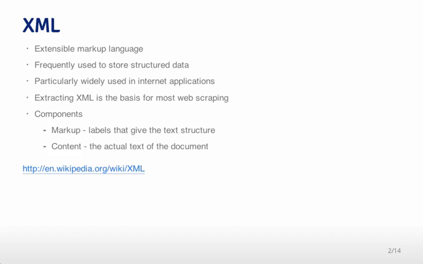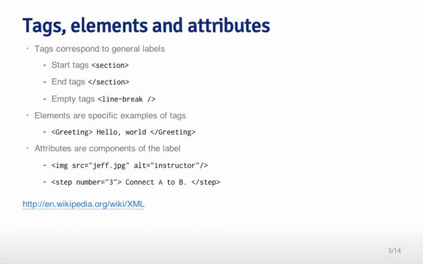There are two components to an XML file. There's the markup, which is the labels that give the text structure. You can imagine that if you just started typing, you would end up with an unstructured text file. The markup is the way that you add labels so that the file ends up being structured. And then the content is the actual text that you type in between the labels that give the structure to the text.